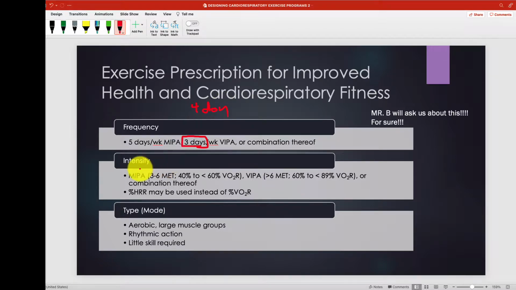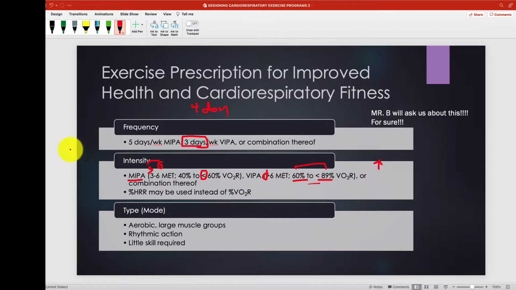Or let's say that for the first 6 weeks, they were doing moderate intensity exercise, and they were only at 3 METs. And then after 6 weeks, you increased their intensity and now they're working at 6 METs, right? So there's a progression. All these indicators, less than, greater than, 60 to 89%. This is all the space you have to progress and to increase the stimuli.